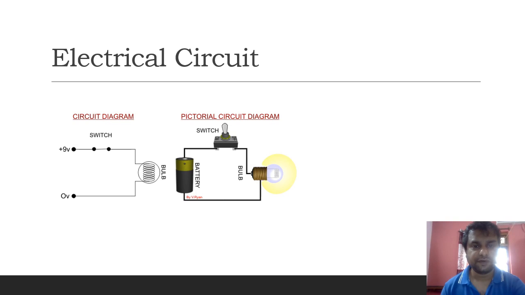So if you have a look over here, this shows you a circuit diagram. In this circuit diagram there is a 9 volt, that is potential difference across this circuit. There's a bulb over here, and there's a switch over here which when you switch it on, it gets connected, allowing the flow of electrons through the circuit, thereby connecting the circuit.